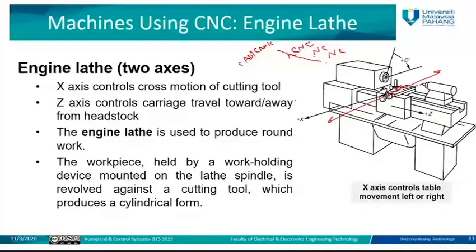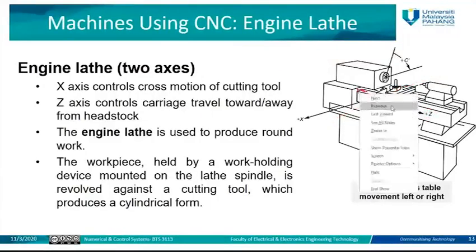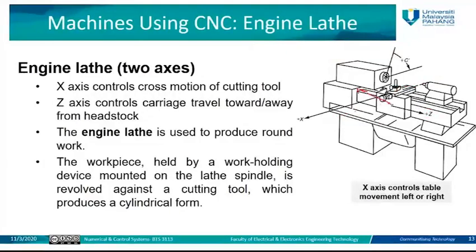Then we have the z-axis, which controls the carriage travel toward and away from the headstock. You can see here, this is the z-axis. That means this part can be moved in that direction or that direction. When this machine is running manually, the operator needs to move this part, push and pull, so it can move along the z-axis. The cutting part can be moved along the x-axis. So this is the machining.